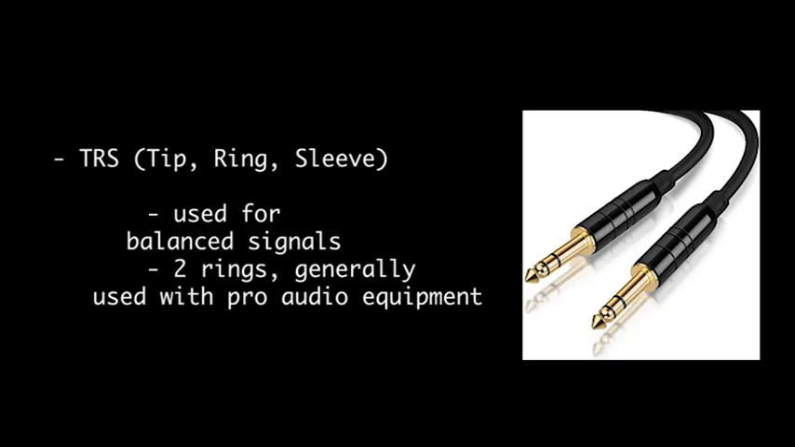The second, more commonly used type is the TRS, tip, ring, and sleeve. As you can see, the difference is that there are two rings on the connectors. Usually this means that the signal is balanced. This is not to be confused with a stereo connection.